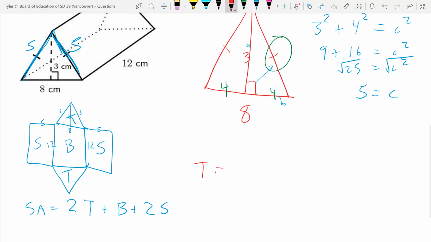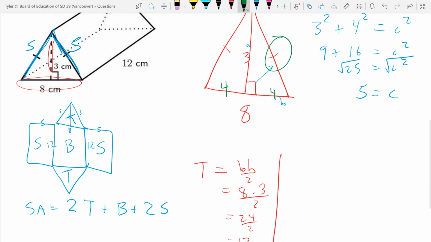So triangle area is equal to base times height over 2. Let's put in our numbers. So the base here is 8. The height here is 3 over 2. So we got 24 over 2, 12.